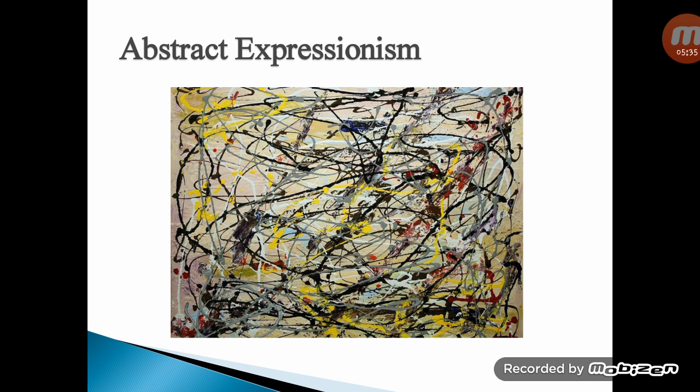Abstract expressionism. There is also abstract expressionism. This kind of abstract art started in 1946. Expressionist abstract paintings include dripping, dropping, spattering, and even throwing paint onto a canvas. Abstract expressionism got its name because it is seen as combining emotional intensity and self-expression.